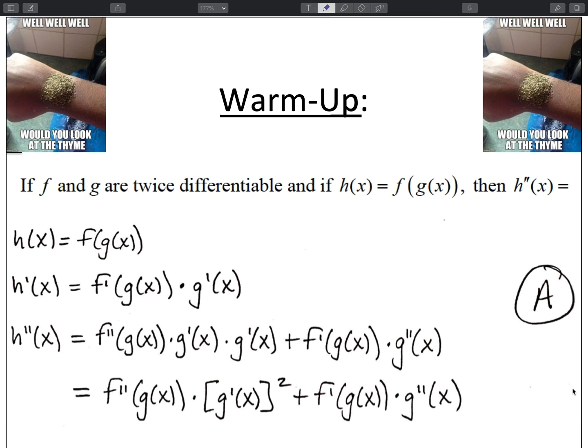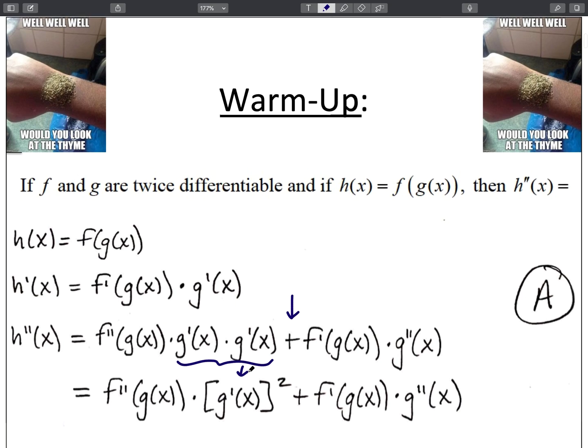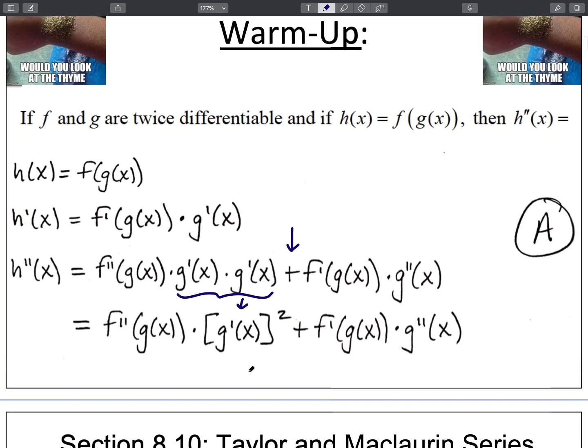So if you run through my work here for h double prime, you'll see the reason why I have plus is because I'm doing the product rule, and I also got some chain rule going on as well. And at that point, you have two g primes, so we know that that's g prime squared. So then this is the reason why answer A is a good selection. Okay, feel free to pause the video if people want to look at it or jot it down or talk about it. Otherwise, we'll dive in.